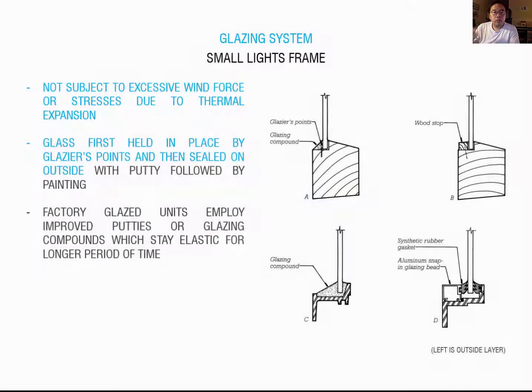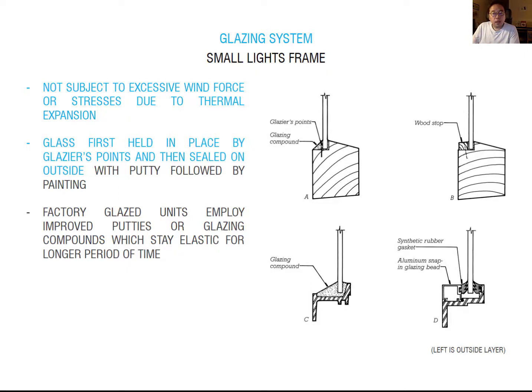So let's talk about the glazing system first. There are two different glazing systems, the small light frame and the large light system. The small light is mostly used for small scale architecture. It doesn't consider excessive wind forces or stresses. So let's look at some of the manufacturing process.